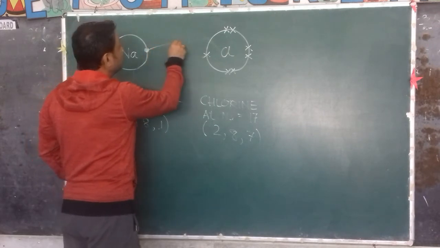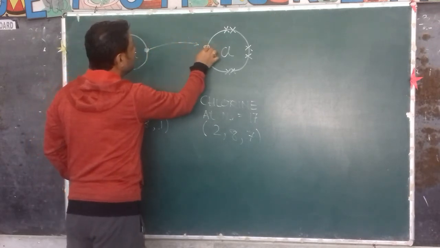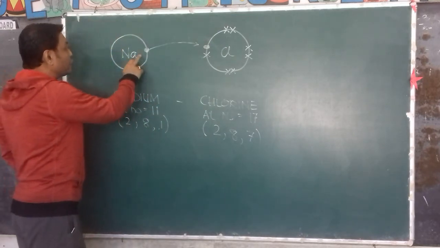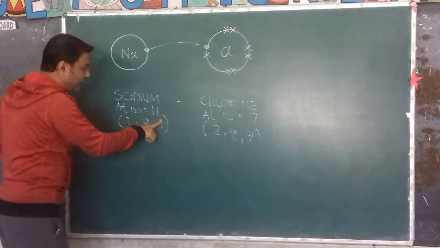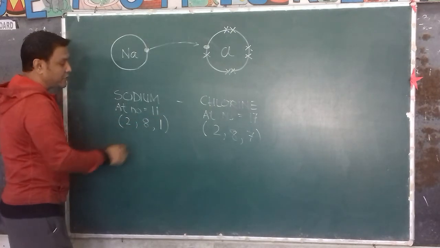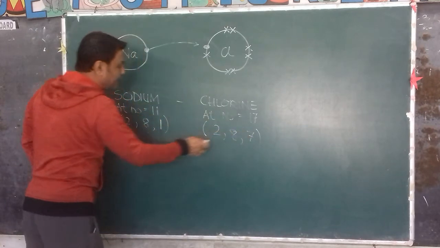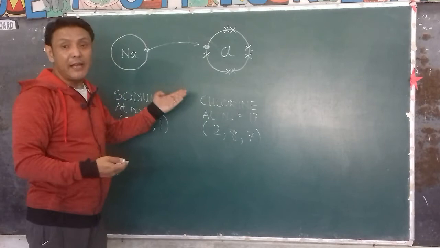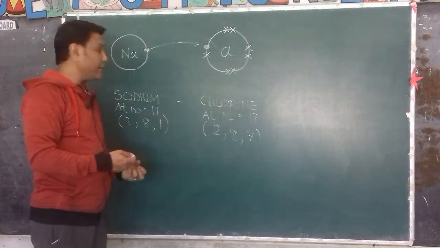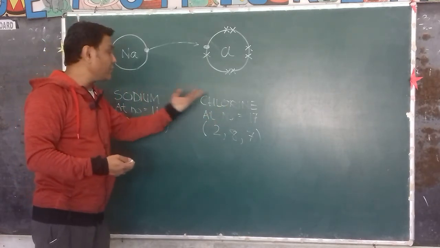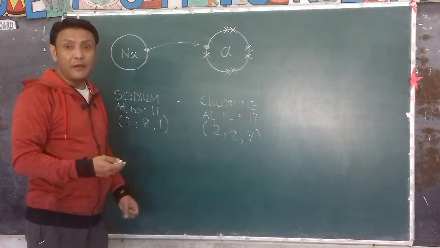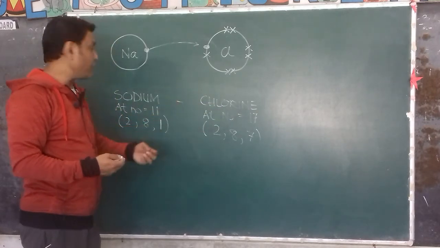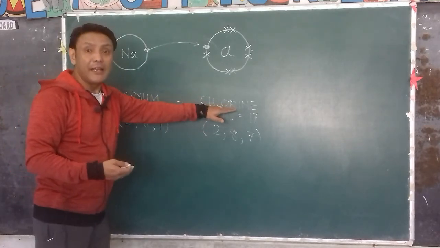So sodium will give 1 electron to chlorine. Sodium will lose this 1 electron. Actually, it has 1 electron in the outermost shell, which is given to chlorine to have 8 electrons in the outermost shell. Since it is between a metal and a non-metal, metal always gives electrons and non-metals always receive electrons. Metals always lose electrons, while non-metals always gain electrons.